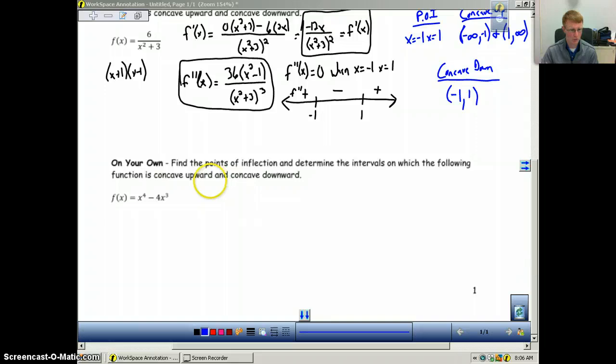So I want you to try this one on your own. Let's see how you do, answer the question, and hopefully it makes sense. And this is a pretty easy function for you to derive. So try that and let's see what happens.